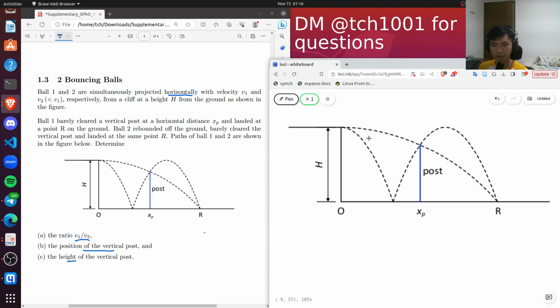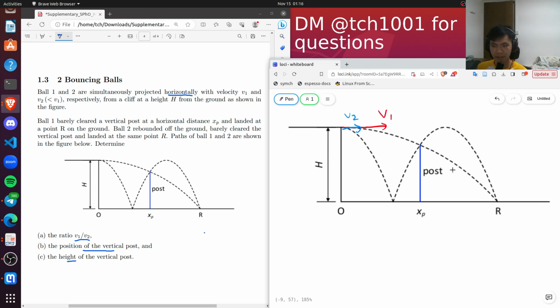First we note that since we want to find the ratio of v1 over v2, the first ball is projected with v1, the bigger velocity, and the smaller velocity is v2. So we're going to find the ratio of the velocities. How do we find the ratio of the velocities?